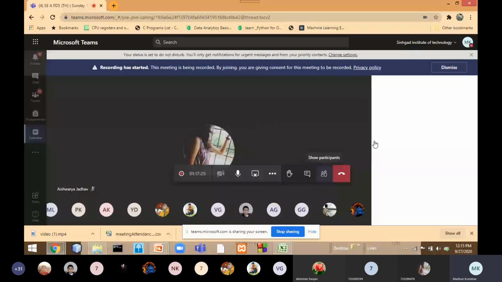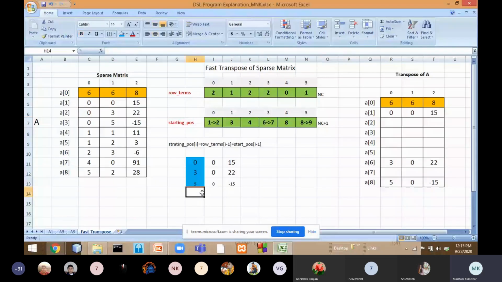Now see, what is the next element? 1, 1, 11. What does it become by interchanging? It is 1, 1, 11 only. What is the row value? Tell me fast. Here it is 3. Right, so I will copy this at 1, 1, 11. This 3 becomes 4. Clear? Yes, ma'am.